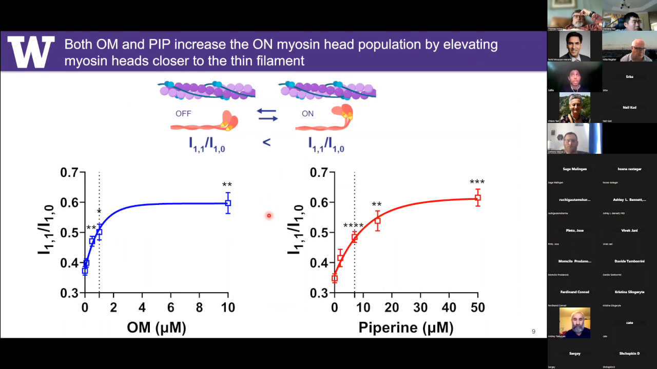By titrating the compounds in our solutions, we were able to identify concentrations of interest, indicated by these dashed lines here, where perturbations to myosin structure were at or slightly above our designated EC50 value. For OM, this indicated concentration was 1 micromolar, and for piperine, the identified concentration was 7 micromolar.